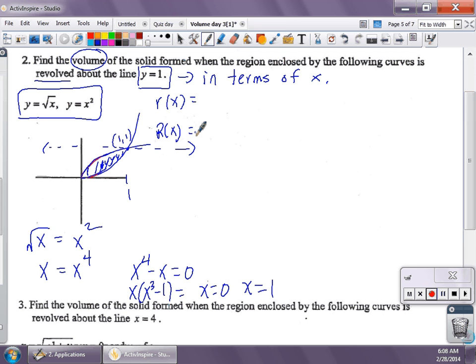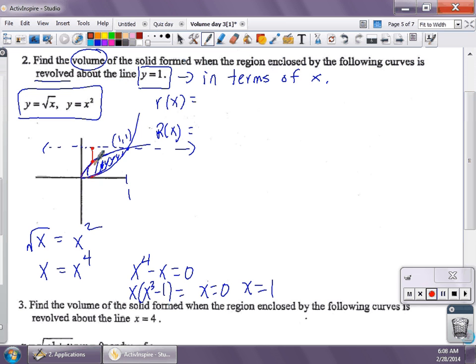Let's start with little r of x. Little r of x, again, write this down, listen to it, play it over and over again. Little r of x is always from the axis of revolution. So my axis of revolution is occurring at y equal to 1. So from the axis of revolution to the inside curve, that's the little radius.